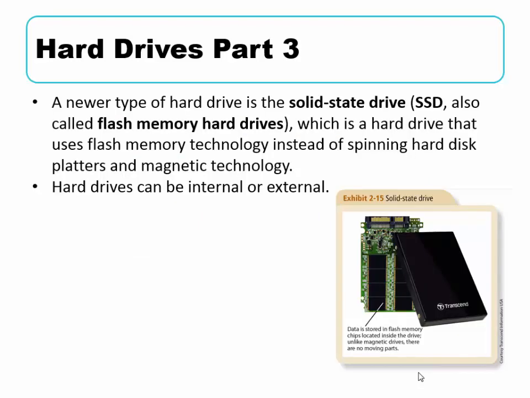A newer type of hard drive is a solid-state drive, also called a flash memory hard drive, which is a hard drive that uses flash memory technology instead of spinning hard disk platters and magnetic technology. Consequently, data is stored as electrical charges on flash memory media, and solid-state drives have no moving parts. Typically, in the past, they have been more expensive than a regular magnetic hard drive, but they're becoming more common and more affordable.